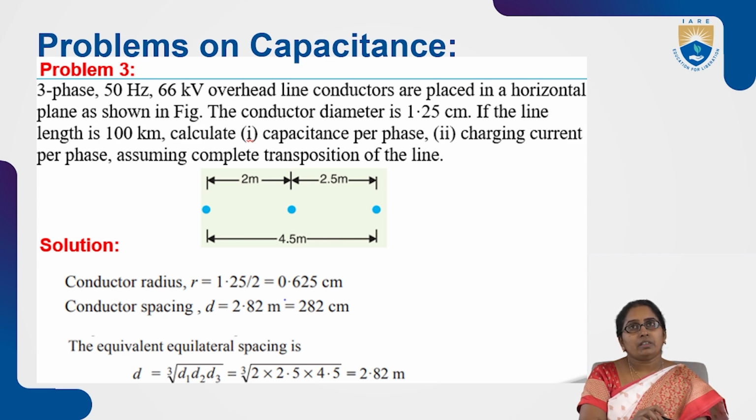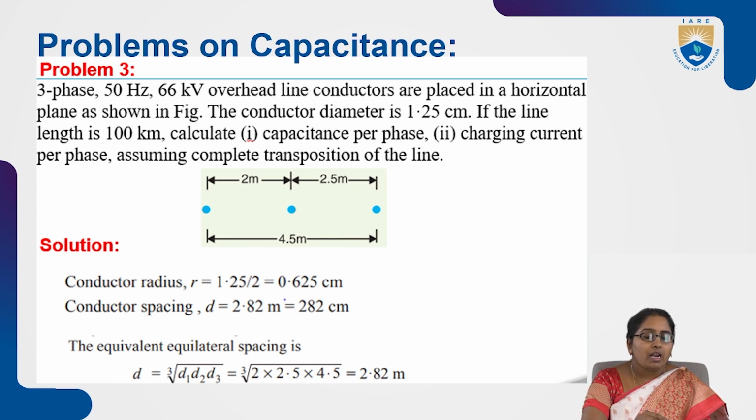Now the conductor diameter is 1.25, so for the radius we consider 1.25 by 2. Then the line length is given as 100 kilometers. Calculate first the capacitance per phase and second the charging current per phase, assuming complete transposition of the line. So they mention the line is transposed.